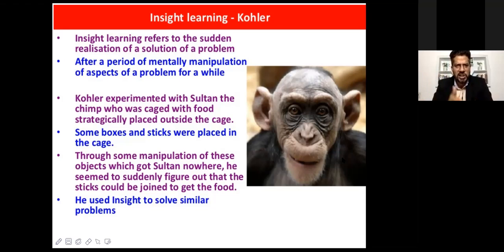So he was caged with food and a lot of other objects in the room. Bananas were hung on the top, and a lot of objects were put in the room. So he was doing trial and error, using the multiple objects through some manipulation of these objects, which got Sultan nowhere. He seems to suddenly figure out that the stick could be the tool to get the food.